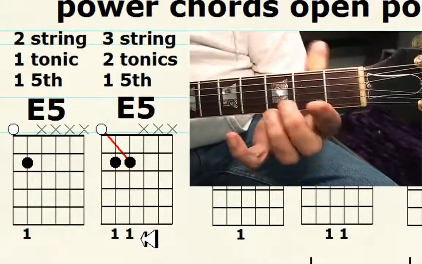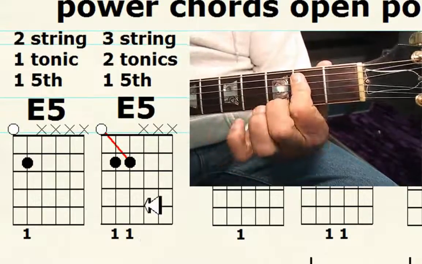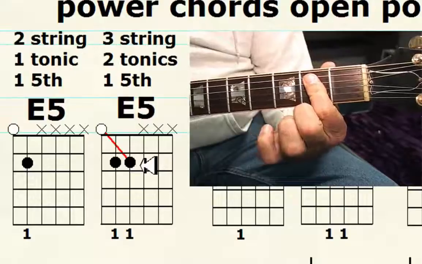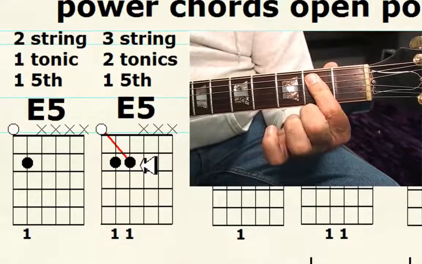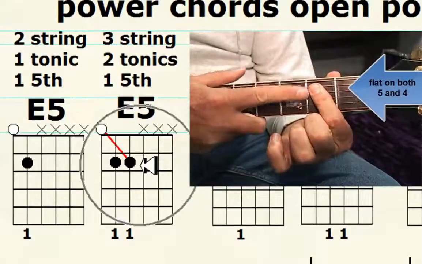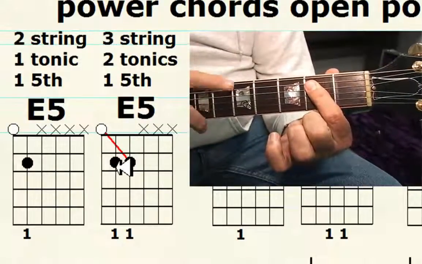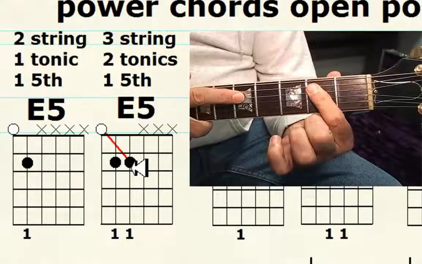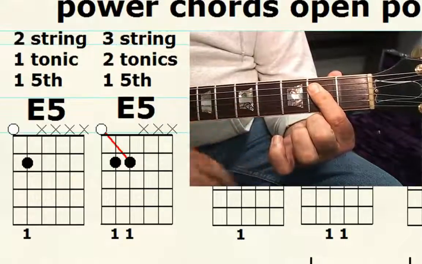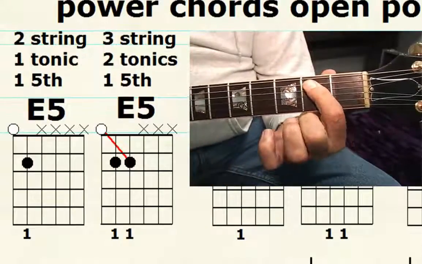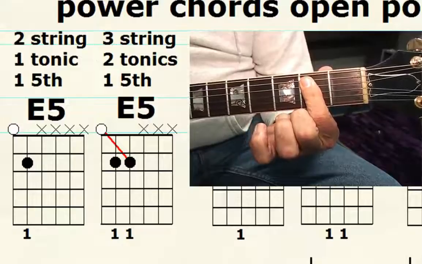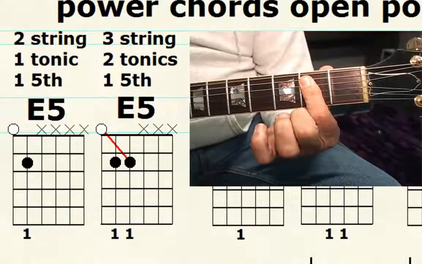Put your first finger at the second fret on the fourth and fifth strings. Lay it flat on both of these. Now you have the open sixth string, second fret, fifth string, second fret, fourth string. It will sound a little bit fatter. It sounds kind of trippy on this software, but listen, a little heavier.